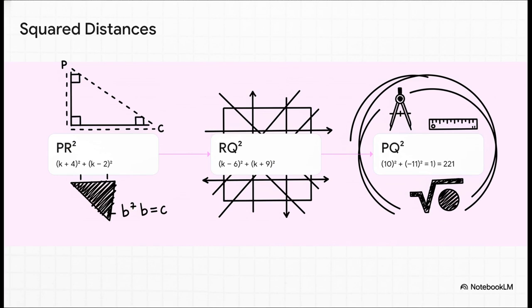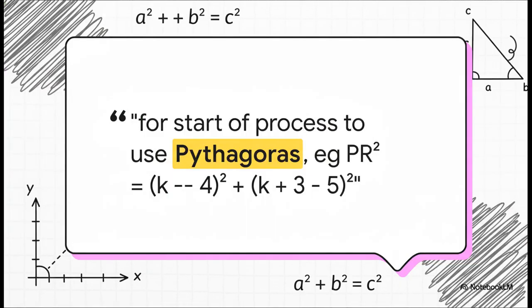So we'll use the distance formula to find the length of each side. And really, the distance formula is just Pythagoras in a different outfit. We'll work out an expression for the square of each side's length. For PQ, since we have the numbers, we can work it out completely. And just like with the gradient method, the mark scheme confirms this is a perfectly valid way to start. It explicitly gives marks for start of process to use Pythagoras, so you're on the right track either way.